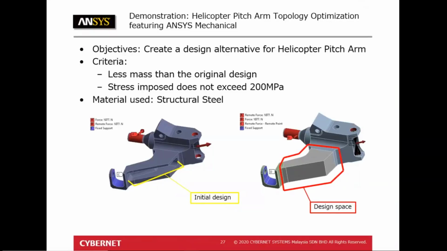Basically, the objective is to create a design alternative for our helicopter pitch arm right here. We have a typical criteria. We want to reduce the mass from the original design, and also we want to create a helicopter pitch arm that, when stress is imposed on it, does not exceed 200 megapascal. And for this case, we are going to use structural steel as our material.